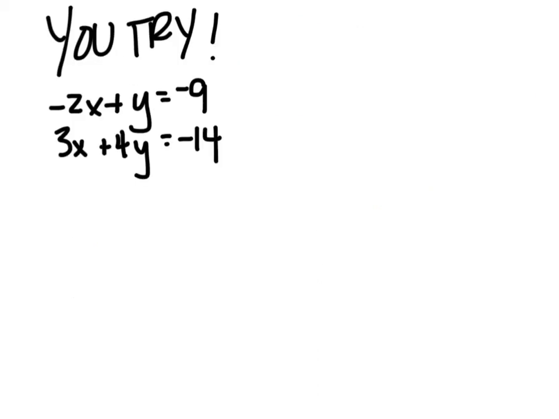All right, so let's go ahead and you give it a try. Here's a system: negative 2x plus y equals negative 9, and 3x plus 4y equals negative 14. Go ahead and pause the video, and then check your answer in a moment.